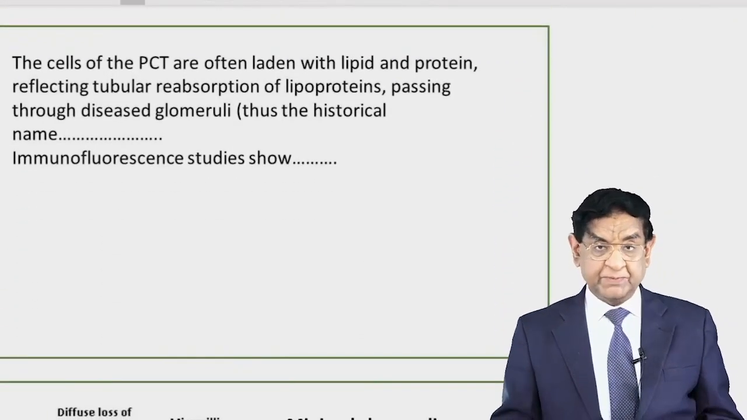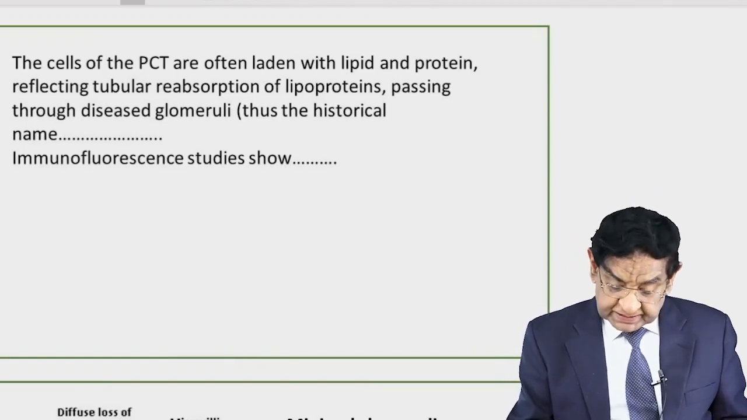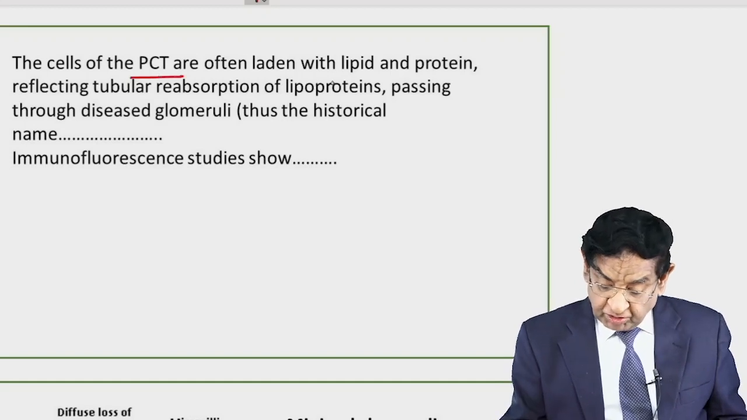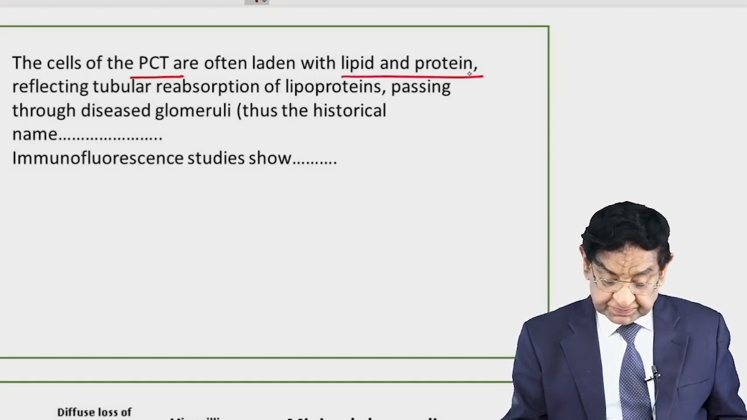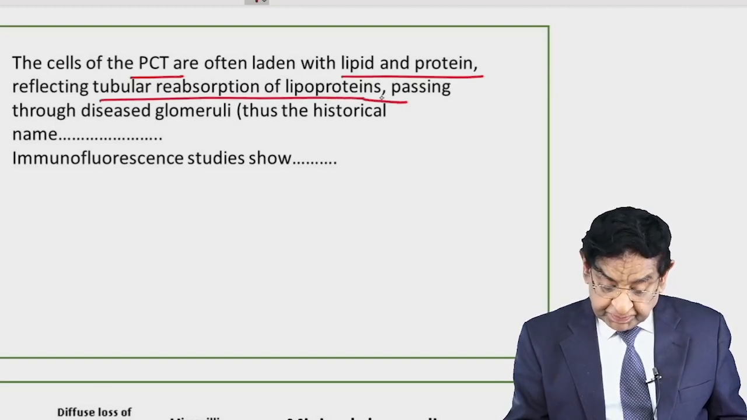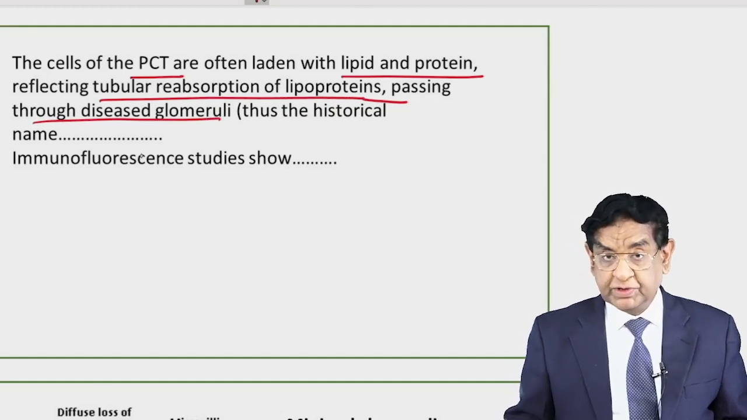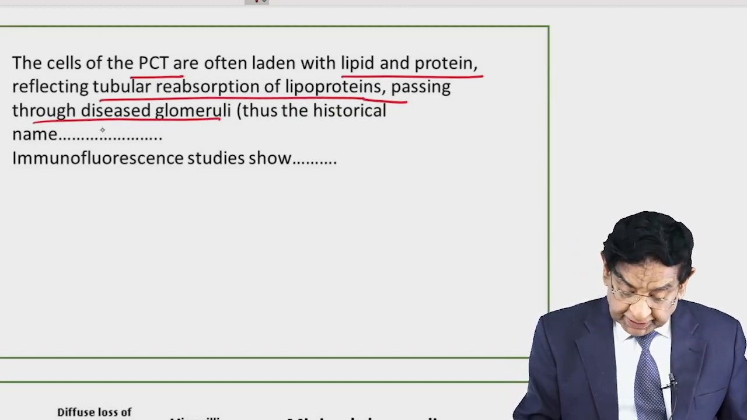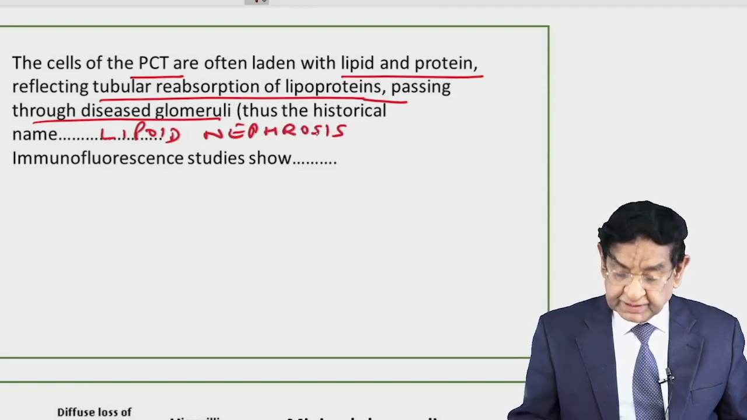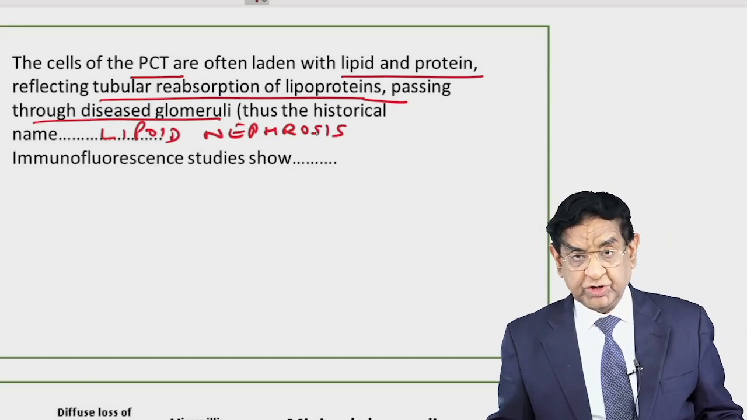Now, one more extra point that you have got to remember. The cells of the proximal convoluted tubule, PCT, are often laden with lipid and proteins, reflecting tubular reabsorption of lipoprotein passing through the diseased glomeruli. Thus, previously this was known as lipoid nephrosis. We should understand what that means.